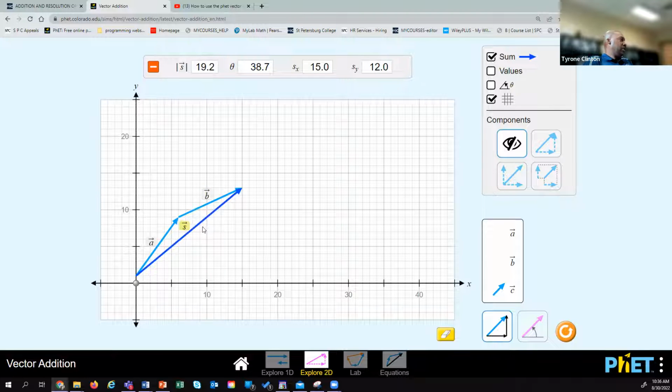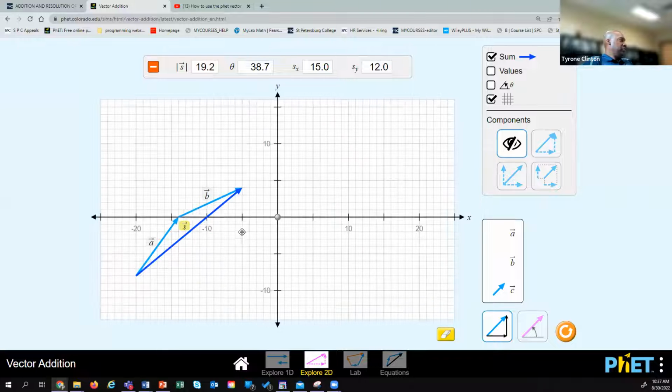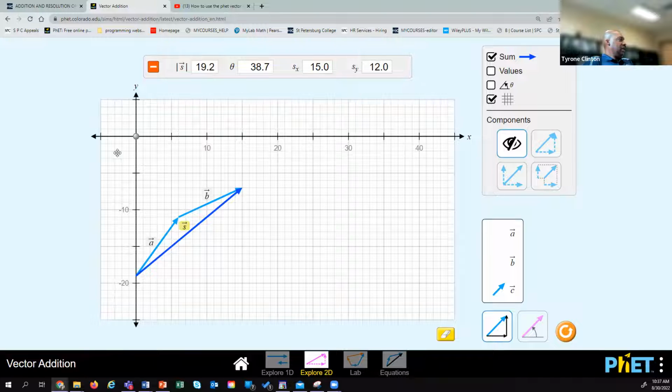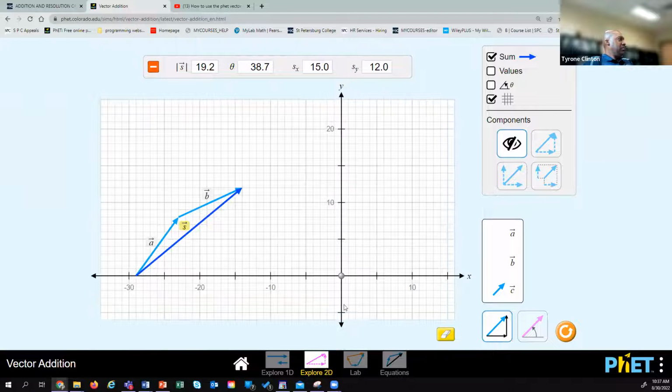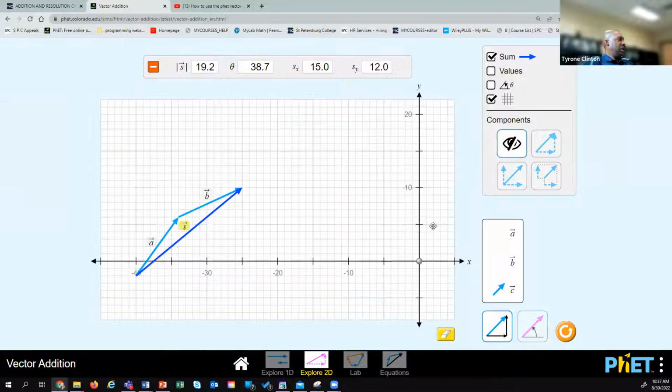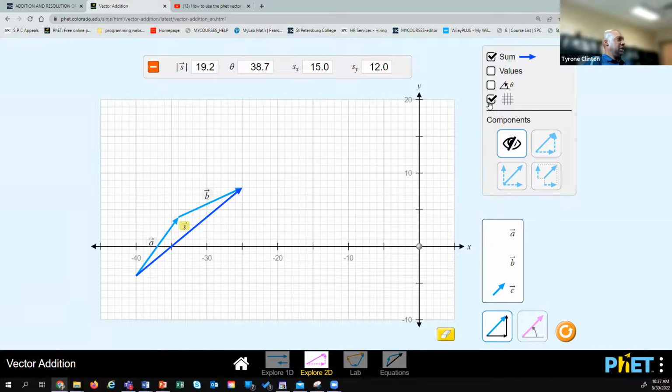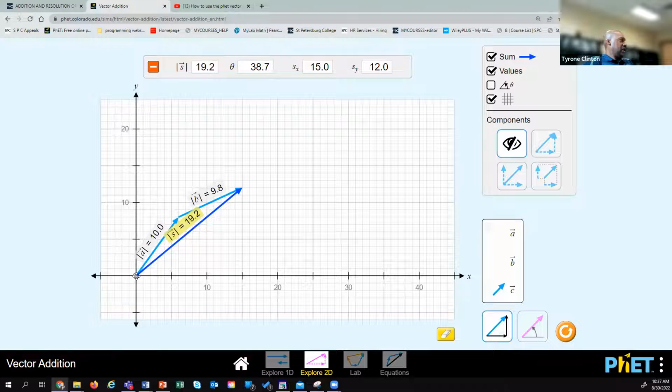If you remember, you may have used the tip to tail method, where we go from the tip of one vector to the tail of the other. You can also play around and put the origin where you wish to make things fit. I do not believe you have the ability to scale this number up beyond what it's saying here, between 20 and -20. But I'll show you what to do in an instance where you have to scale up or scale down.